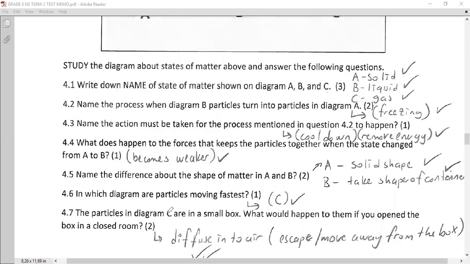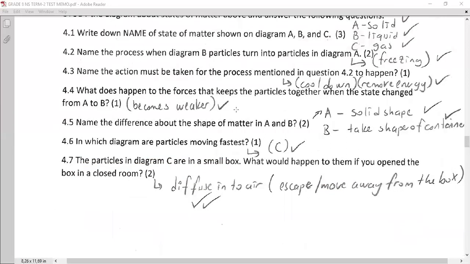4.7, the particles in diagram C are in a small box, okay? What would happen to them if you open the box in a closed room? The answer is supposed to be diffusion, diffuse into air. But if you write anything similar to diffusion, like escape, move away from the box, spread around the atmosphere, spread around the air, I try to give you full mark for this. Anything similar answer, you get full mark. But the actual answer is supposed to be diffusion, diffuse. And you know what diffusion is, we already discussed this.